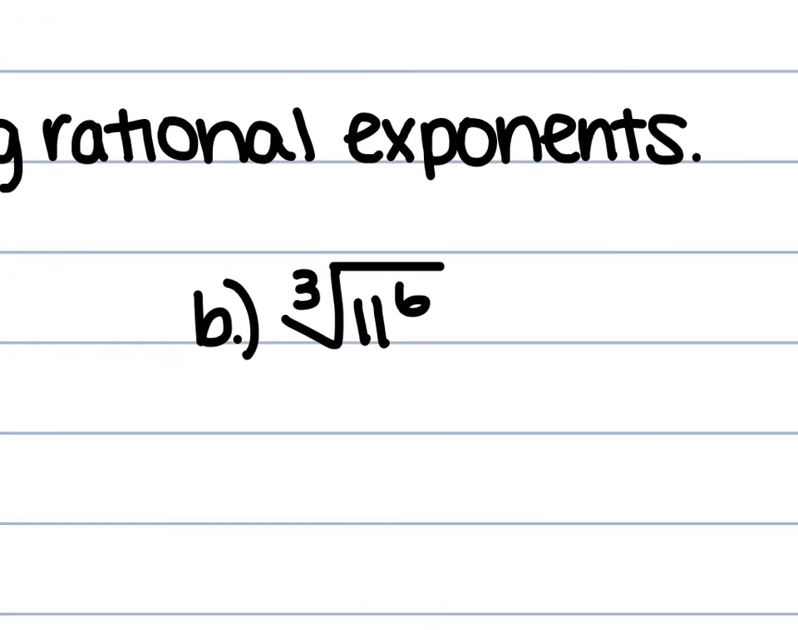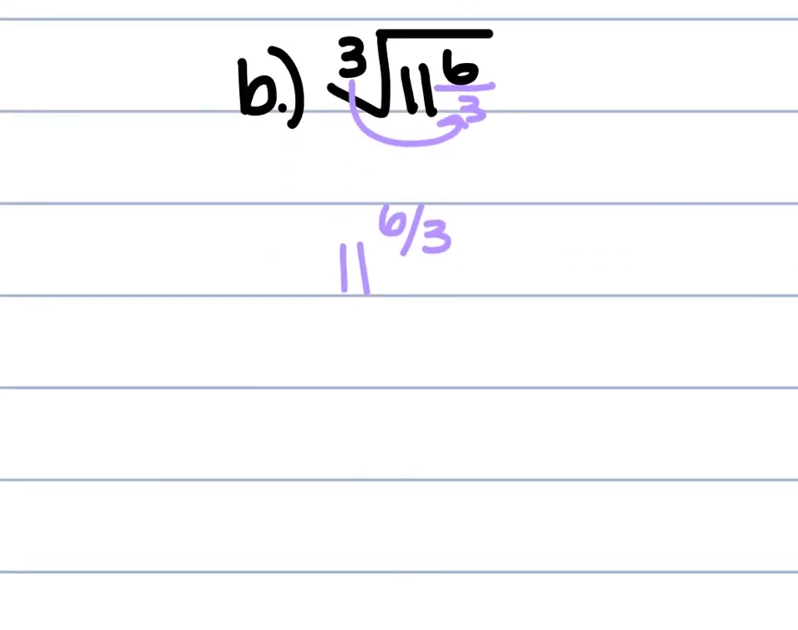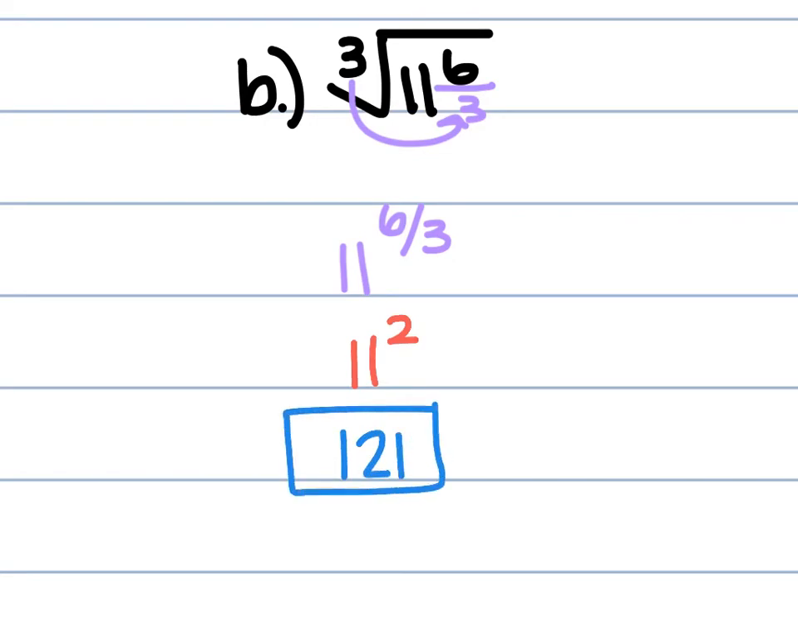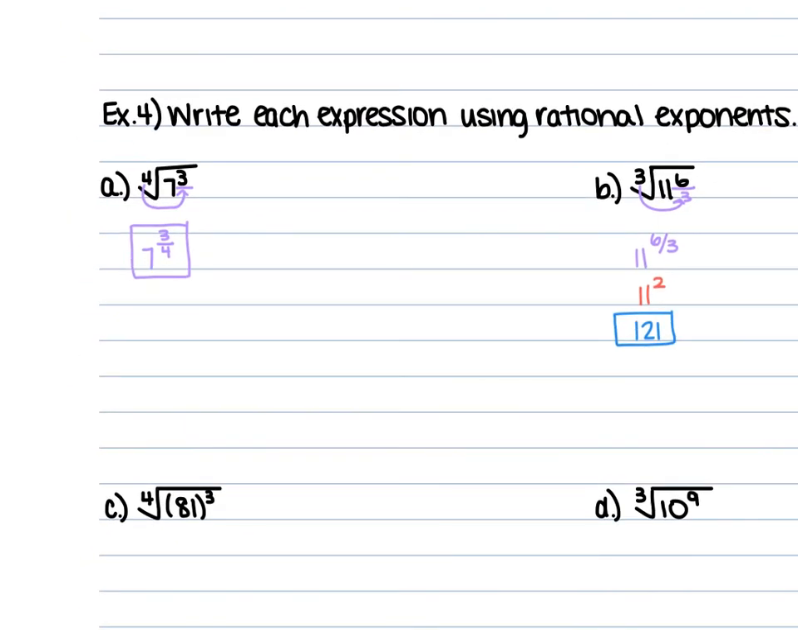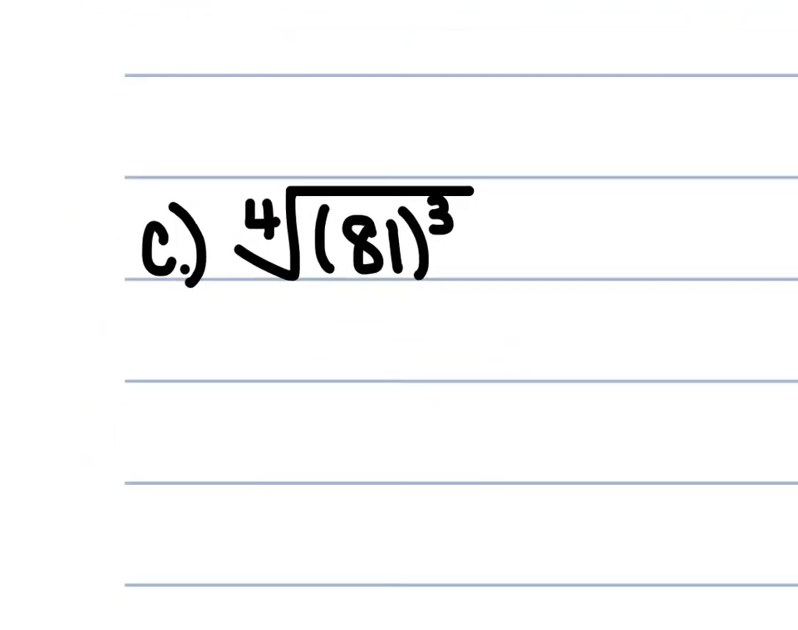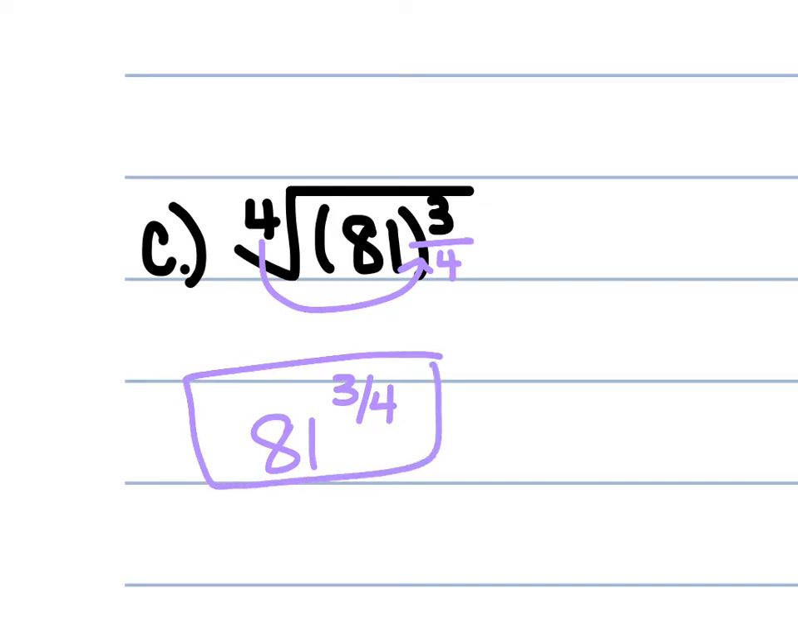For B, we have the cube root of 11 to the 6th power. So again, we're going to pull that 3 as the denominator, and we're going to have 11 to the power of 6 over 3, or 6 divided by 3, which is 2. So that's 11 squared, which we know is 121. For C, we have the 4th root of 81 cubed. So again, we're going to take that 4, bring it over, make it the denominator of 3 over 4. From there, we're going to have 81 to the power of 3/4. Then we're done. We can't simplify that fraction, so that's it.